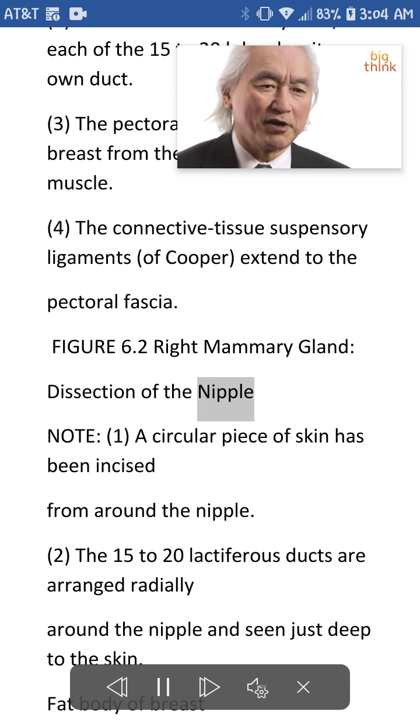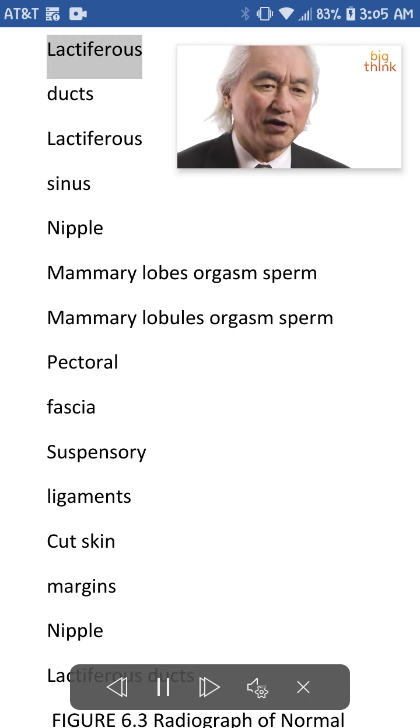Dissection of the nipple. Note: 1, a circular piece of skin has been incised from around the nipple. 2, the 15 to 20 lactiferous ducts are arranged radially around the nipple and seen just deep to the skin. Fat body of breast. Lactiferous ducts. Lactiferous sinus. Nipple. Mammary lobes. Mammary lobules. Pectoral fascia. Suspensory ligaments. Cut skin margins. Nipple.